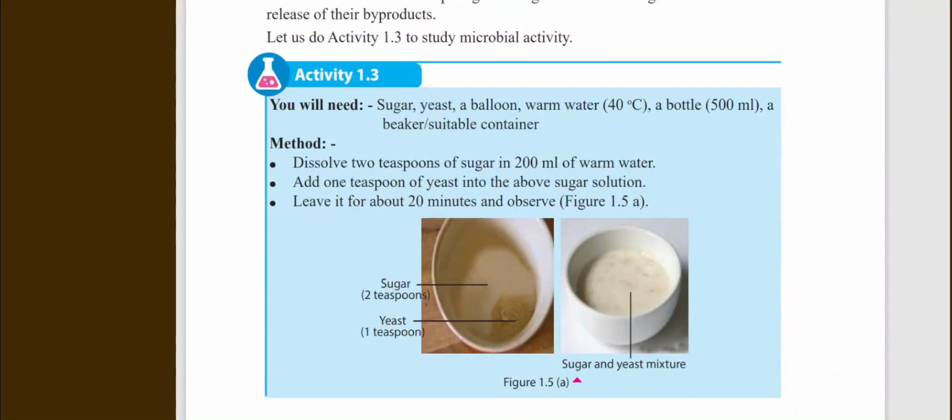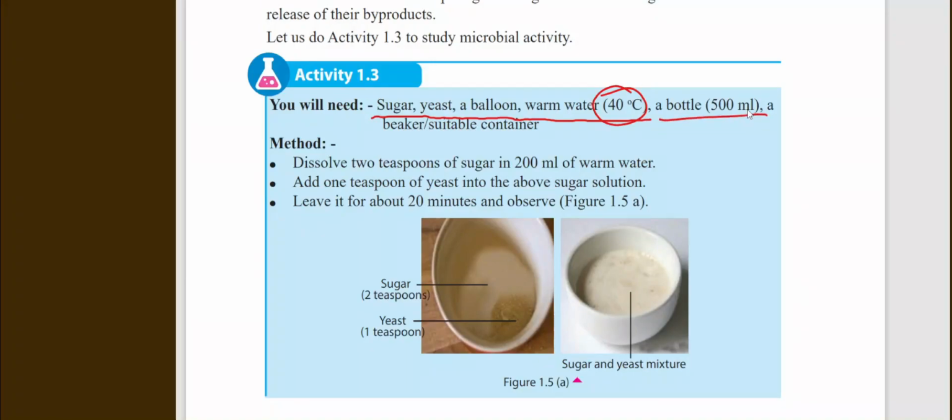So, what is this? You need sugar, yeast, a balloon, warm water, that is 40 degrees Celsius. Otherwise, the water kills the yeast if it is too hot. Clear? And then a bottle, whatever it is.